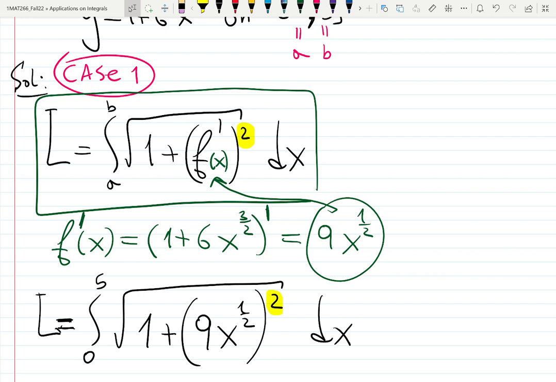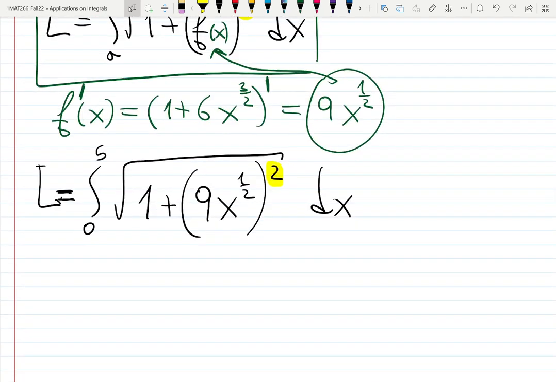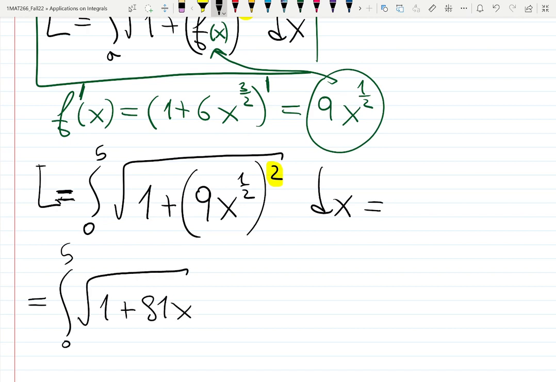A huge square root, 1 plus derivative squared. If you say it out loud, it's easy to remember. If you don't square it, it's actually harder to integrate. But since I'm squaring, the square root goes away. So it is just 1 plus 81x.